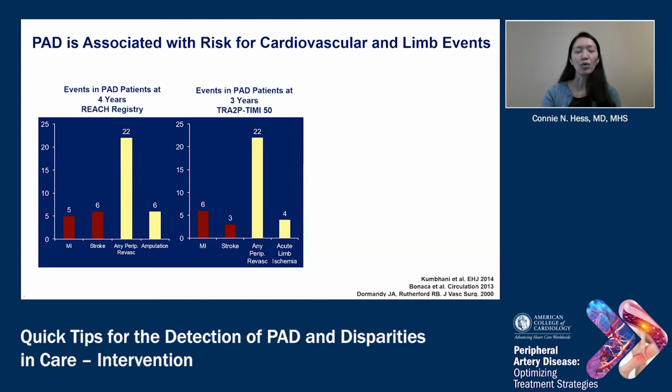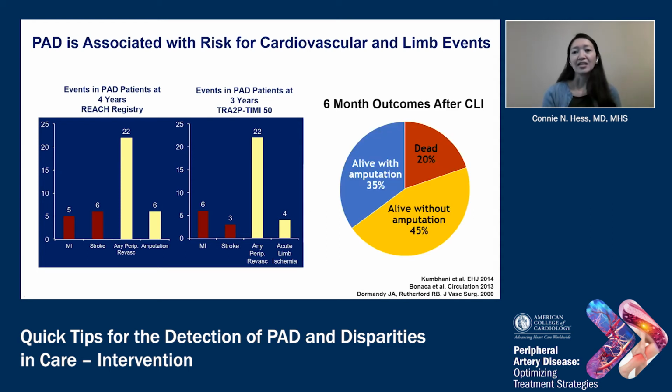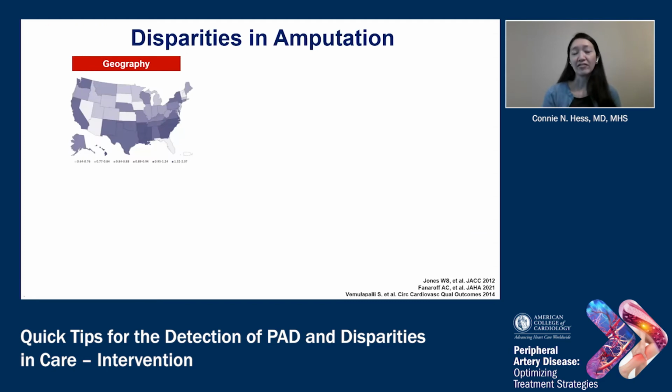Let's pause and think, why do we want to diagnose PAD? Well, patients with PAD are at very high risk for cardiovascular and limb events, and that includes things like myocardial infarction or stroke, peripheral revascularization, acute limb ischemia, and amputation. In particular for this patient, I'm very worried because he has critical limb ischemia. The 6-month outcomes shown on the right for patients after critical limb ischemia are not good. You can see that 45% are alive without an amputation, 35% are alive but have undergone some sort of amputation, and 20% are dead.